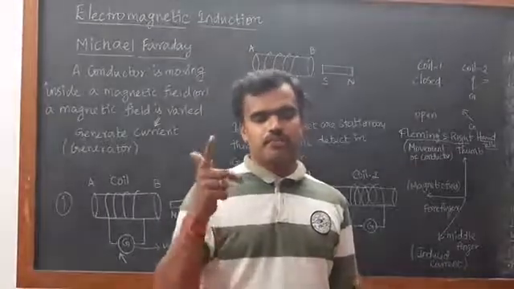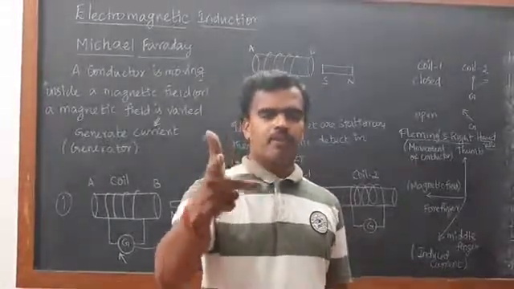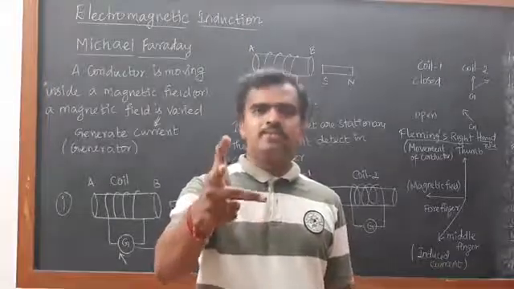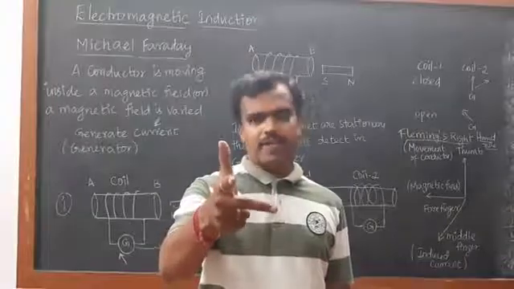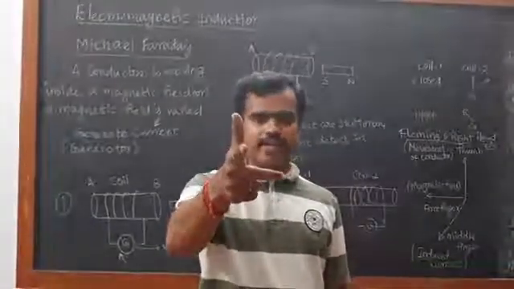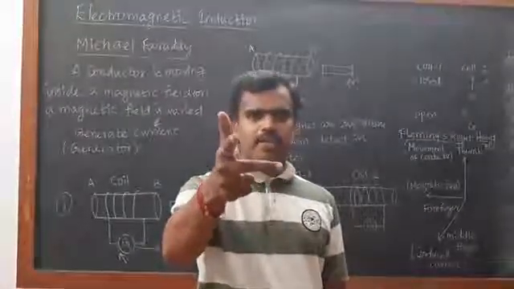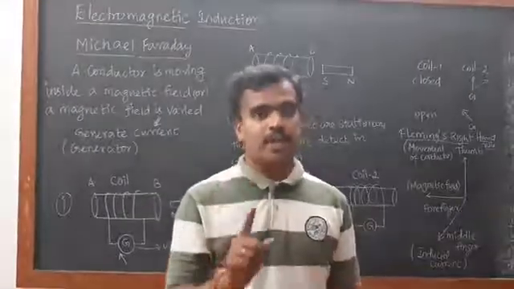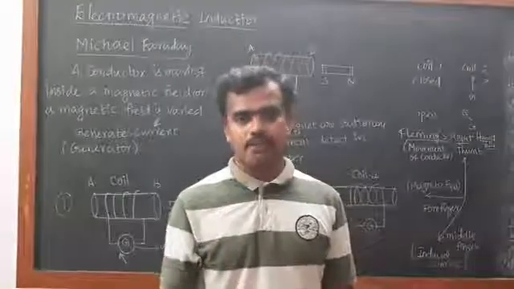Stretch your thumb, forefinger, middle finger, all mutually perpendicular to each other. The thumb indicates the movement of the conductor, the forefinger indicates the magnetic field, and the middle finger indicates the induced current, right? It's clear?